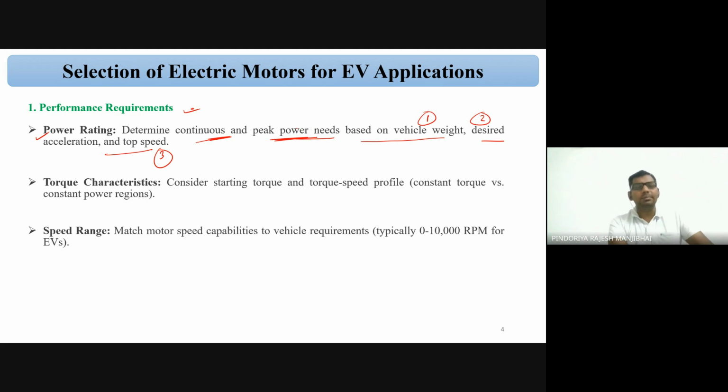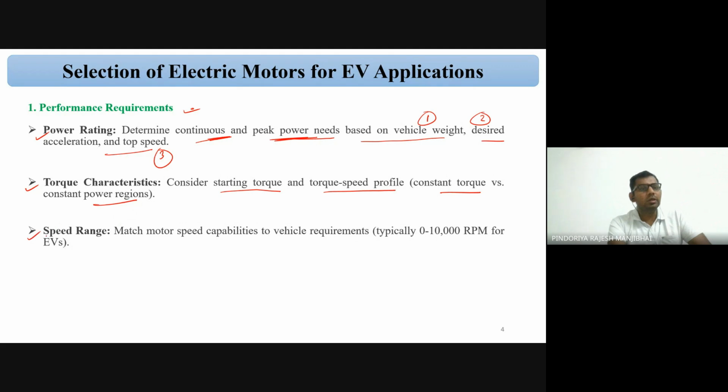The second one is the torque speed characteristic. That is the most important. Okay, so consider the starting torque and top speed profile, the constant torque versus the constant power region. In the previous class, we discussed the different torque speed characteristics for the four types of motor: induction motor, BLDC, PMSM, and SRM motor. Correct. So now you have a clear idea of which type of torque speed characteristic we have to take care of in a particular speed range, maybe the dynamic speed range, maybe the constant speed range. So the second parameter is the torque speed characteristic.